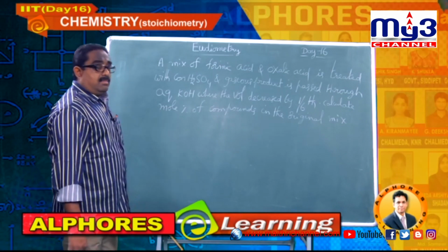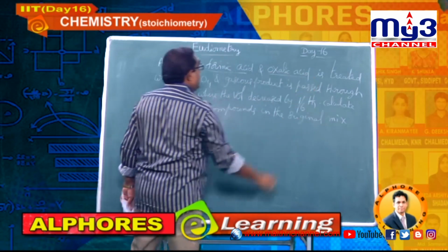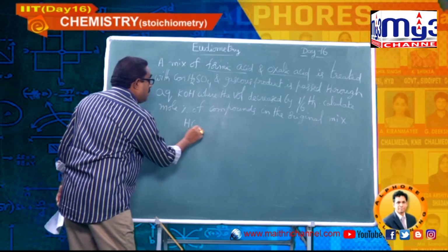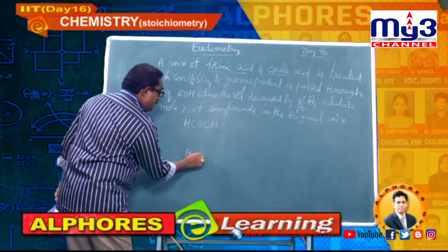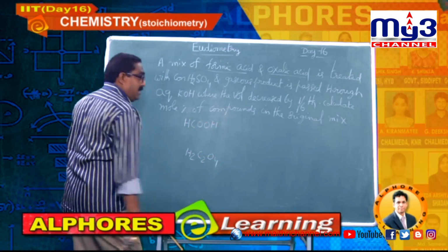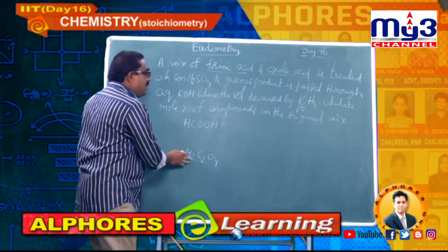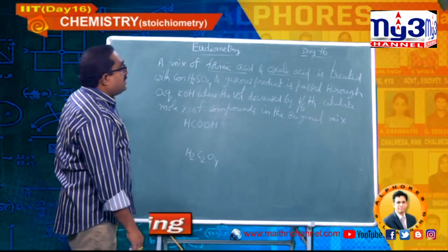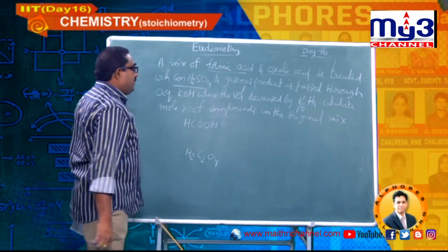He has given a mixture of two acids, formic acid and oxalic acid. Let me write down the formulas. A mixture he has given. We don't know how many moles of this and how many moles of this. That's what we have to find out in this question. Now that mixture has been treated with concentrated sulfuric acid.